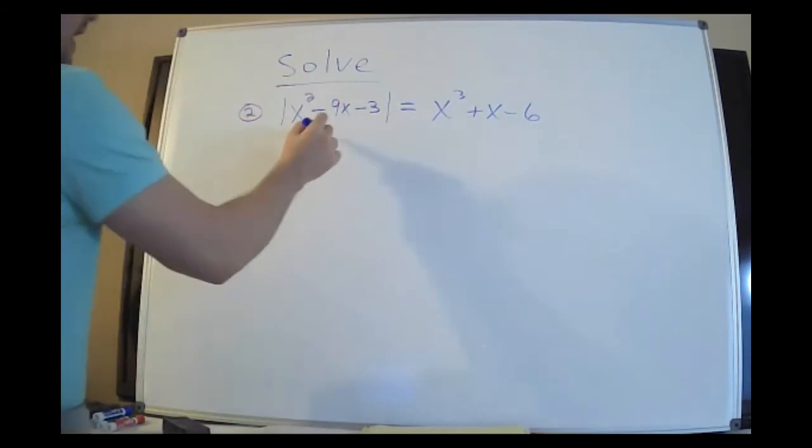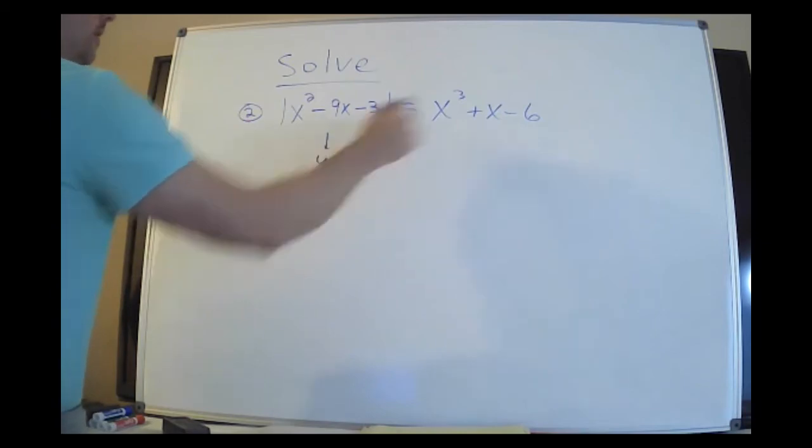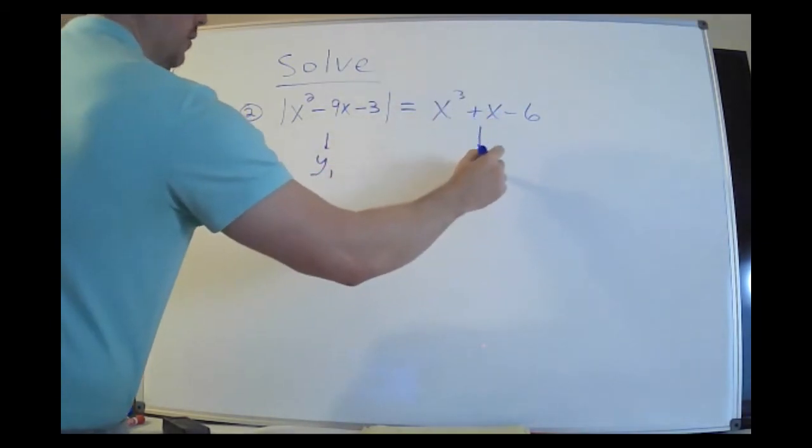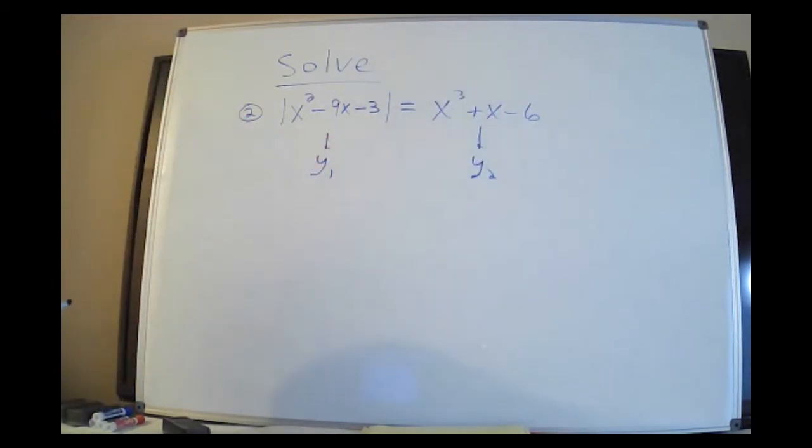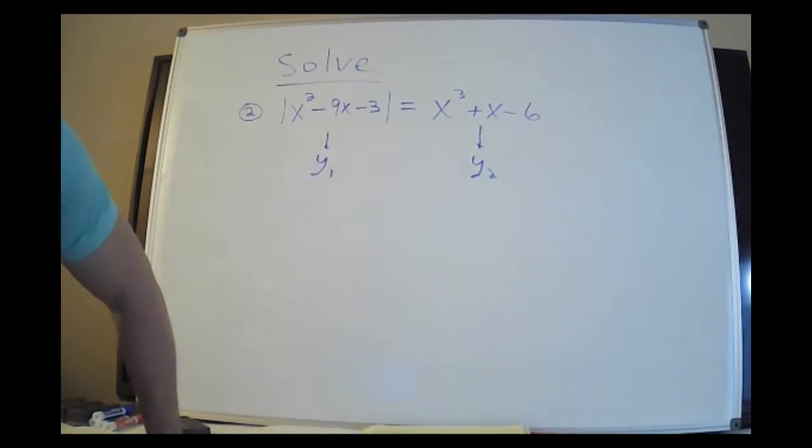I'm going to put this one again as y1. I'm going to put this one as y2. I'm going to graph them both. I'm going to see where they meet. And then that'll be my solution.